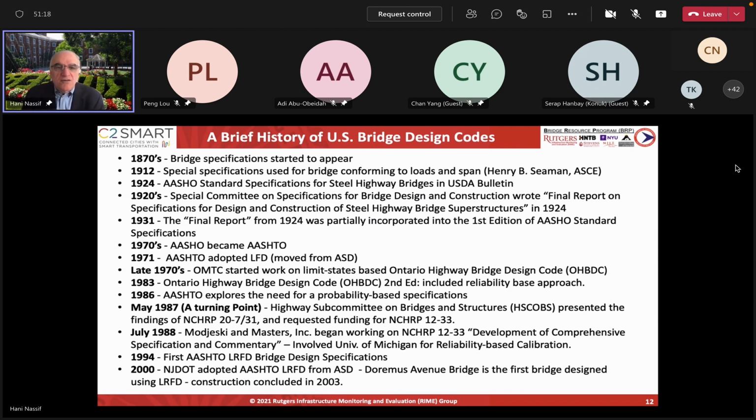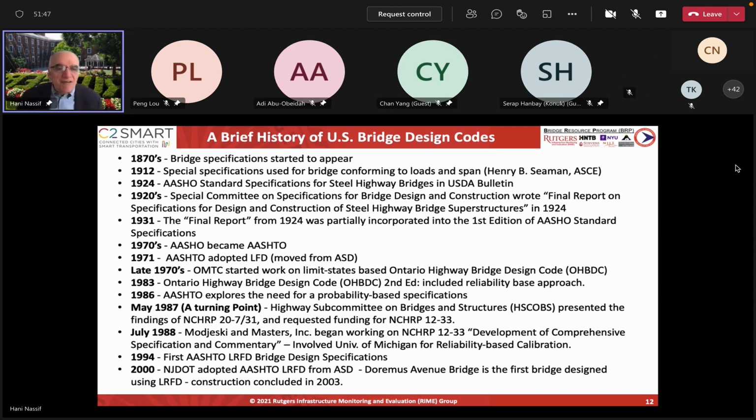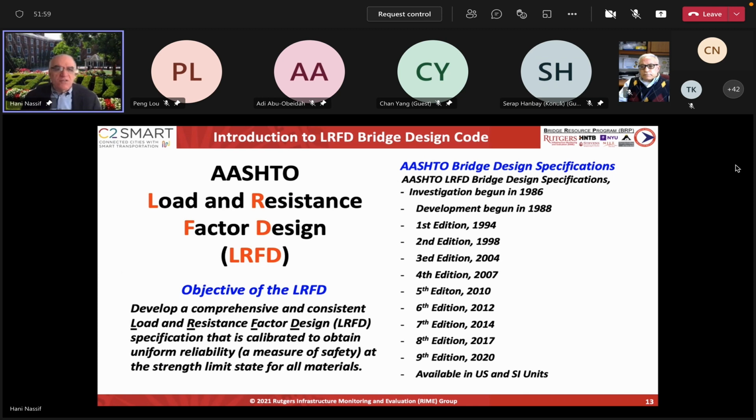So the New Jersey DOT never really designed any bridges based on the LFD, believe it or not. They were always using allowable stress design because it was thought to be more conservative, and this is what the decision was. And the Dorimos Avenue Bridge was the first bridge to be designed and constructed in 2003 based on the LRFD. And with the help of DOT, we had a major effort in monitoring the performance. So we had a lot of input about distribution factors, about deflection limits, about fatigue. So this was a very interesting bridge.